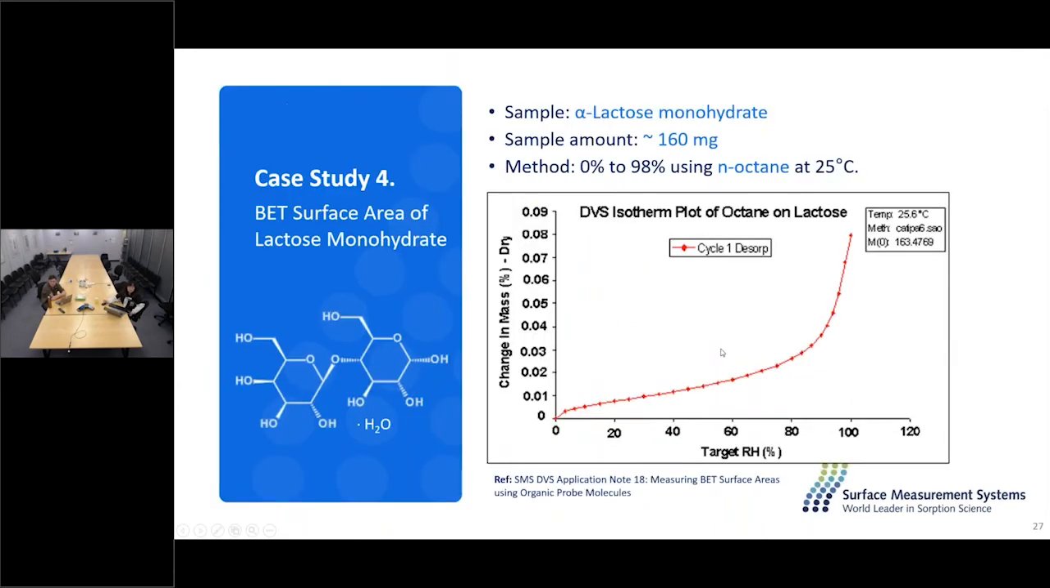So for example, here we have a sample of alpha lactose monohydrate, and because the surface area of this lactose sample is very small, we need to use a large amount of sample to get a good signal-to-noise ratio. So we perform the octane isotherm at 25 degrees with a full range of sorption, from 0 to 90% or 95% RH or partial pressure, with smaller intervals in the BET range.